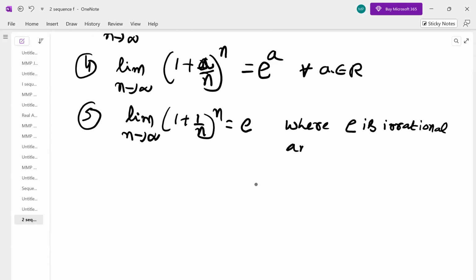And e is between 2 and 3. It is 2.71 and so on. So it is between 2 and 3. So this we will be using often. So number 6, limit n tending to infinity. This is also often used.